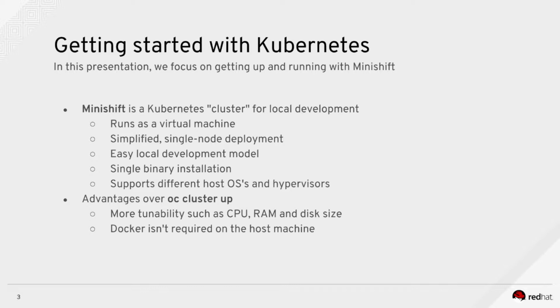It is a single binary provided by a TAR archive that you can just download and extract. And there are some other drivers and some other setup to get the virtualization libraries we need. It does support different host OSs and hypervisors. However, today we're fixating on RHEL. It does offer advantages over oc cluster up, namely more tunability with the CPU, RAM, and disk size of the VM that it launches, whereas oc cluster up does not provide that. Minishift also doesn't require Docker be installed on the host machine.